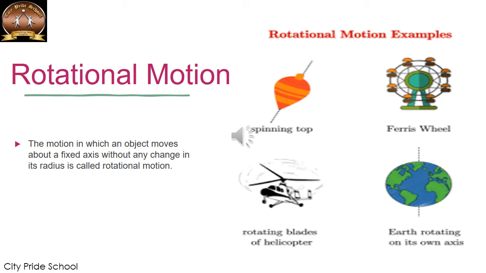The rotation of the earth also is rotational motion, moves around the axis. Okay. Same way the rotating blades of a helicopter, something similar to the fan. So in rotational motion, what is important is there has to be a fixed axis about which the particular body moves.